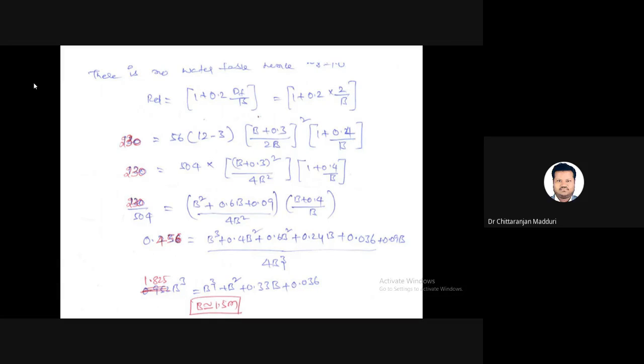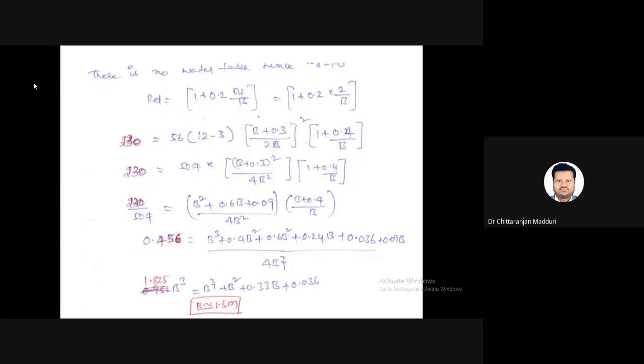Next, Rd is equal to 1 plus 0.2 into depth of the footing by width of the footing, that is 1 plus 0.2 into 2 by B. Here the net allowable bearing pressure for 40 mm is equal to 230. So 230 is equal to 56 into N value, which is 12.